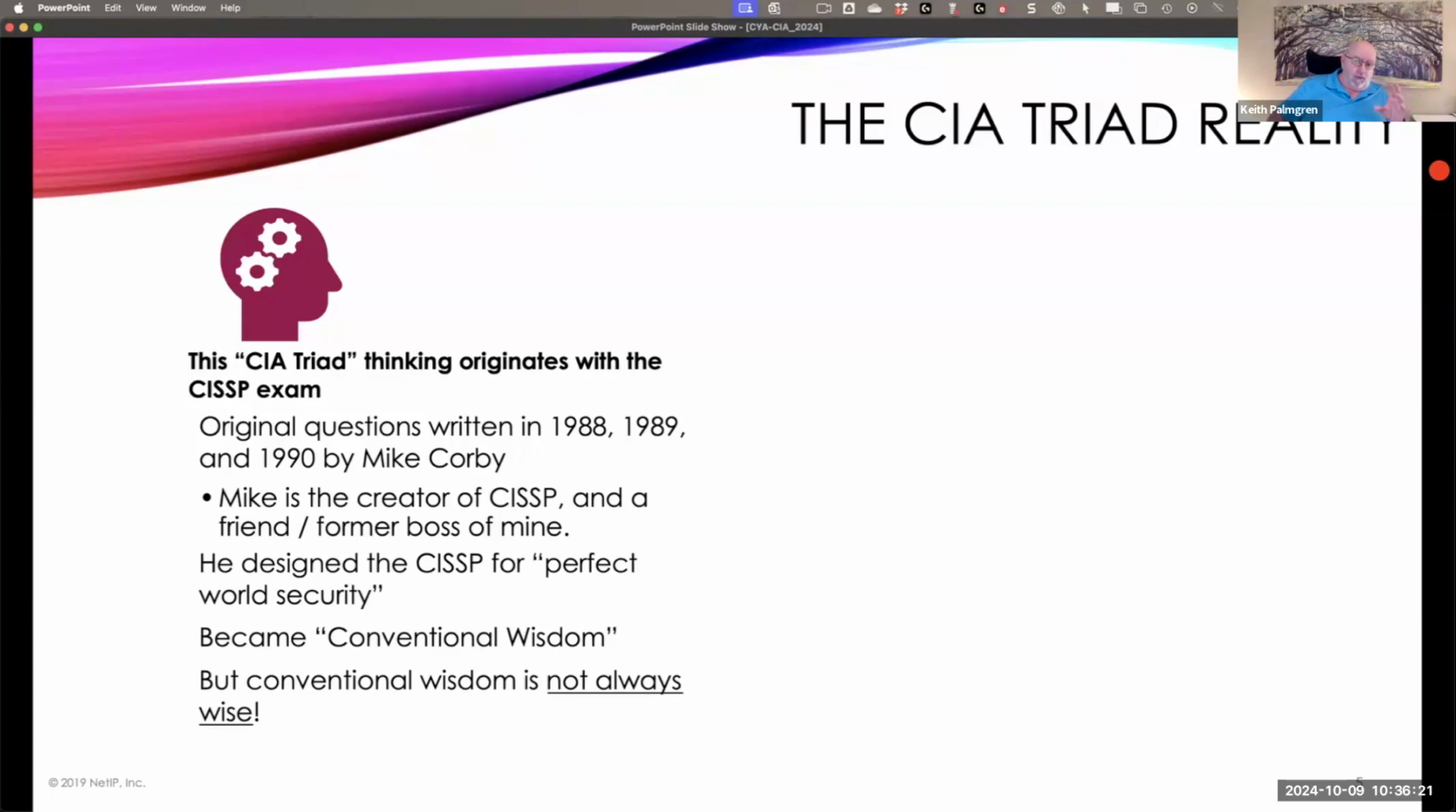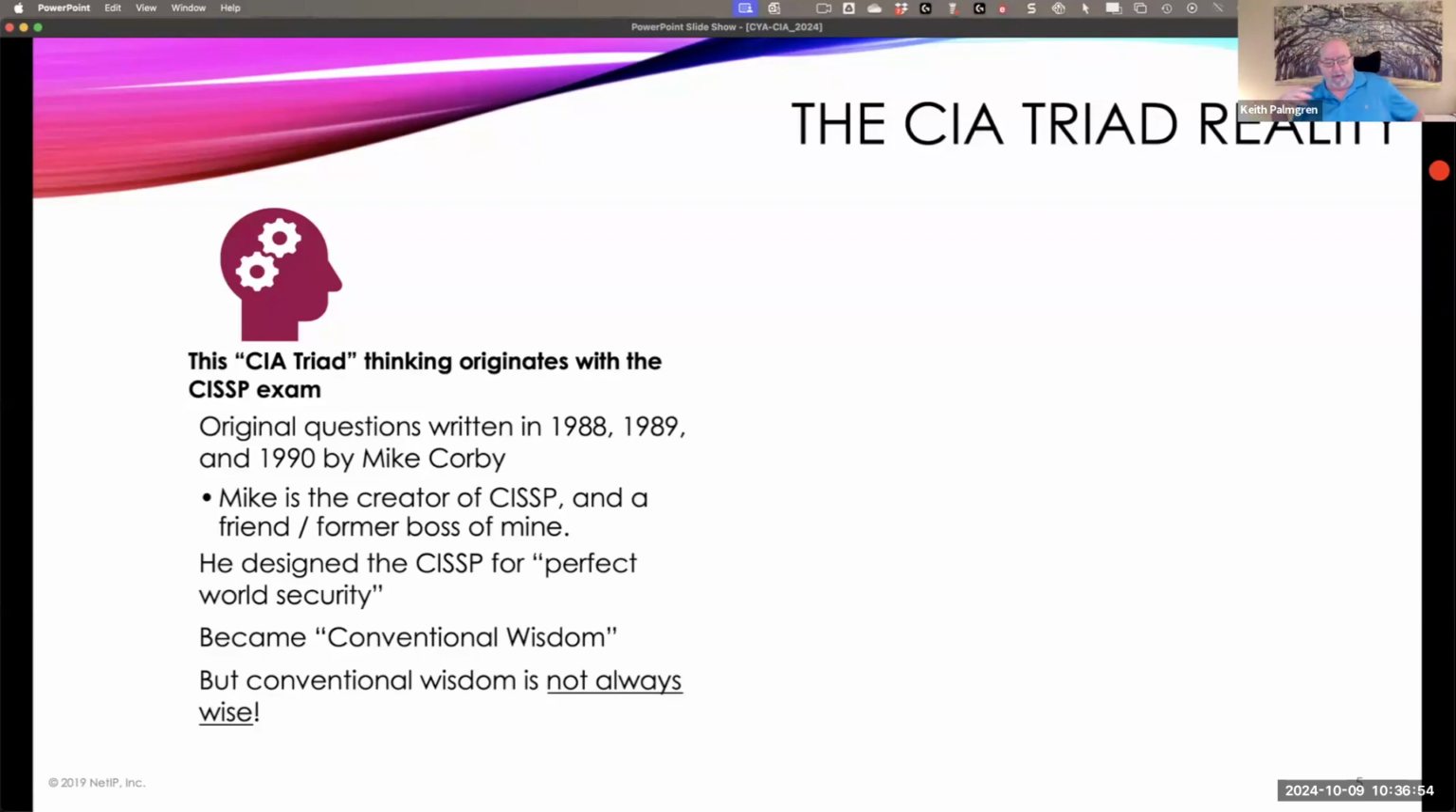I've had this conversation with Mike Corby across a table. We talked it out. He will basically tell you, I wrote those original CISSP questions for perfect world security. And, oh by the way, those questions have never been removed. Those 1988 questions he wrote are still on the test. But what happened is this perfect world security that Mike wrote these questions about became, essentially, conventional wisdom.